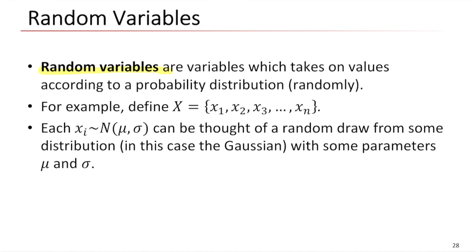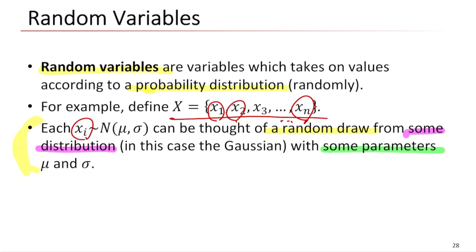What is a random variable? A random variable is a variable which takes values according to a probability distribution. Let's see an example. Let's define X as a set of numbers x1, x2 through xn. We can say that each xi can be the result of a random draw from some distribution with some parameters.